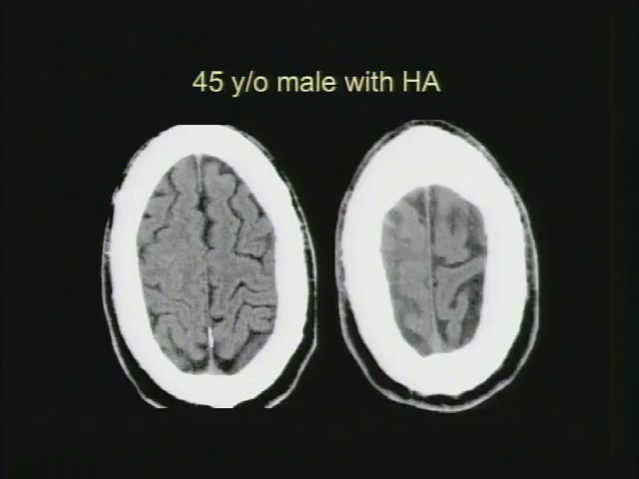Next case is another subtle CT. This is a 45-year-old male with a headache. But if you look closely at the subarachnoid spaces at the vertex, you see that the subarachnoid spaces are asymmetric. On the right, you can see that they are filled in with an isodense material. And of course, the coronal FLAIR makes the finding more obvious. You can see over the right frontal vertex, you've got bright signal in the subarachnoid space.